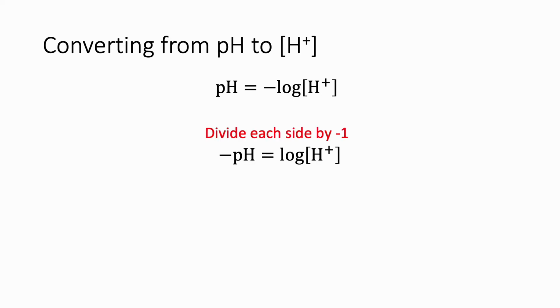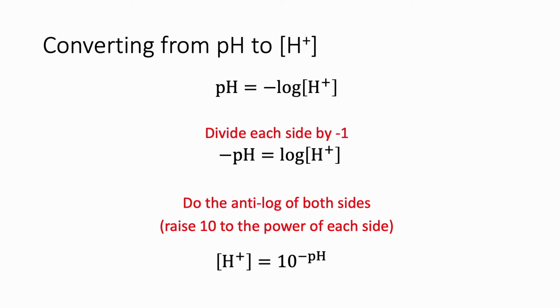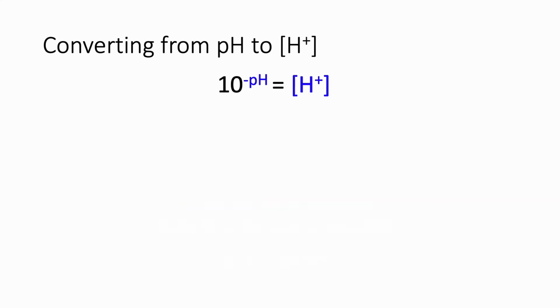Let's convert from pH to H plus. So let's take our original pH equation and let's just do some manipulations. I'm going to divide each side by -1 to get the negative pH equals log of H plus. And now we're going to take the anti-log, in other words, do 10 to the power of each side. So then we have H plus equals 10 to the minus pH. Let's use that. 10 to the minus pH equals the H plus concentration.